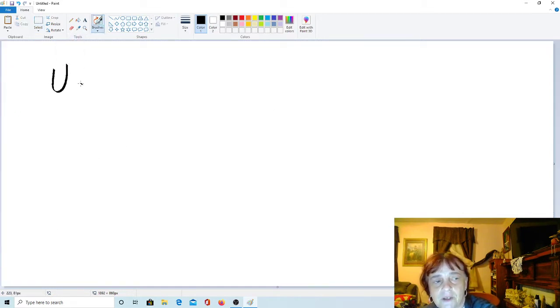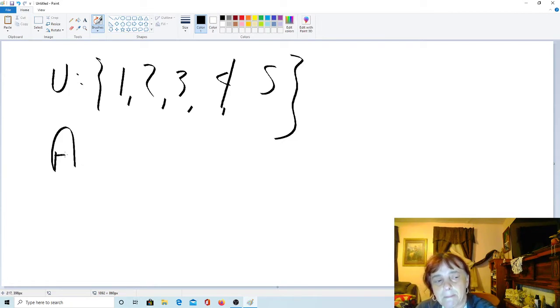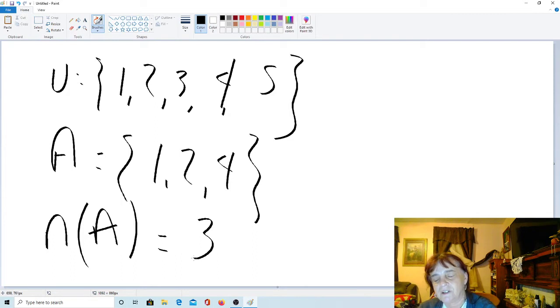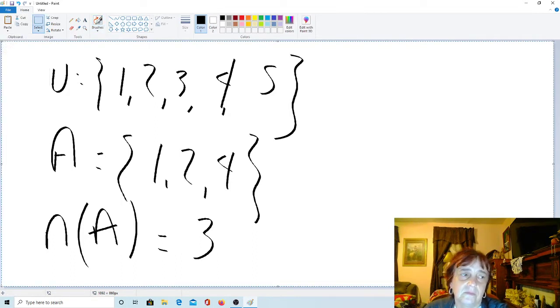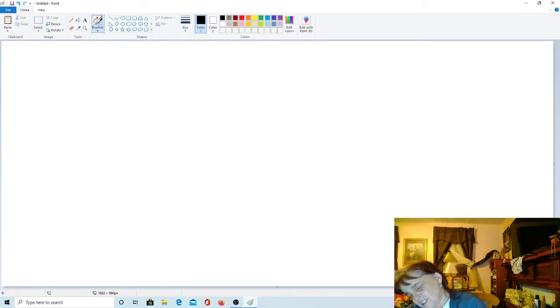And if U is 1, 2, 3, 4, 5, and A is 1, 2, 4, then N of A means how many elements are inside A, which is 3. Alright, now that's what we talked about with sets.